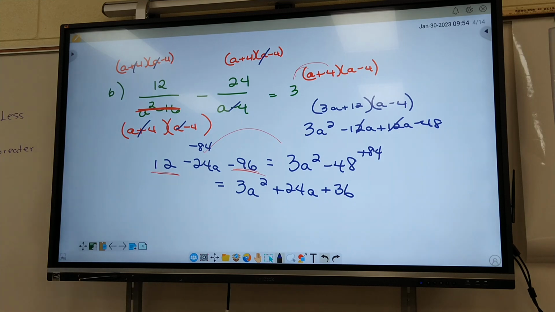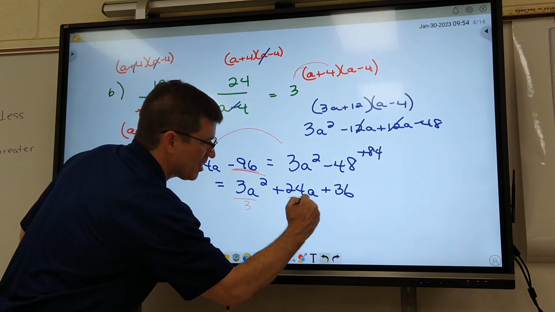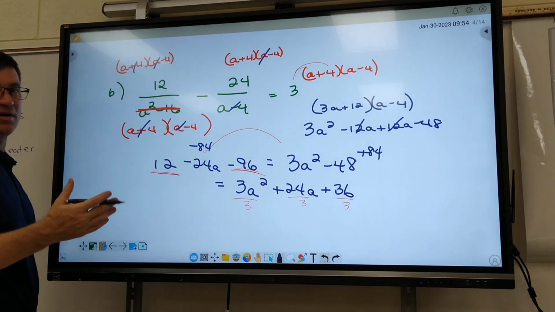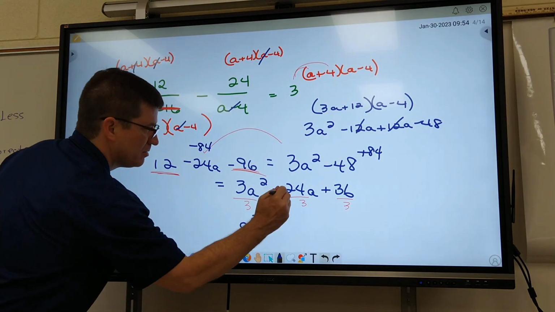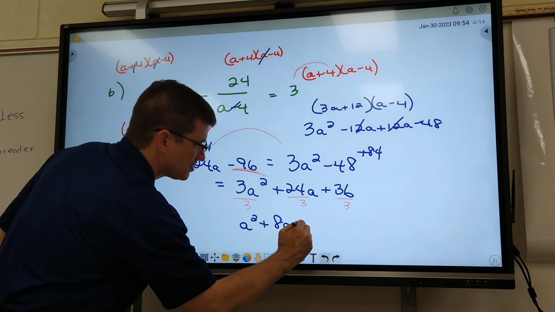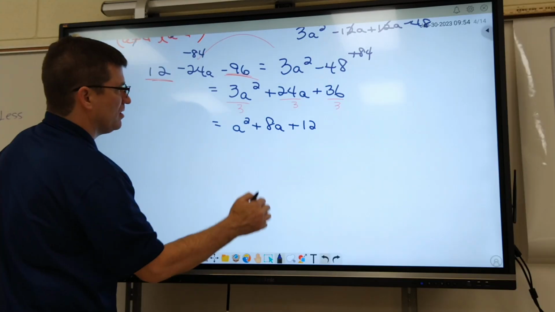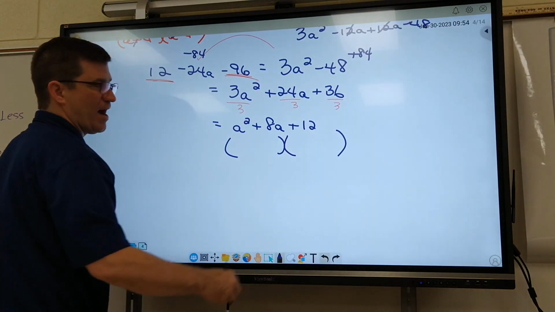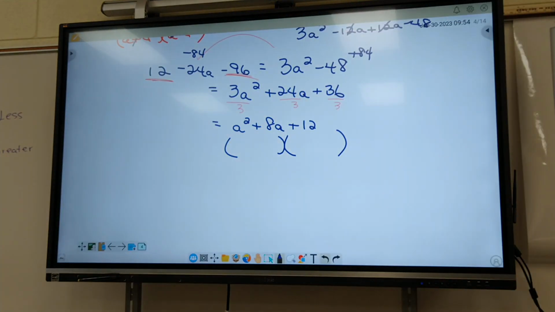Okay, from here you could do quadratic formula and you could get the right answers. But I showed y'all last week, hey, if you can divide them all by 3, that's going to make it much easier to finish it up. It's going to be a squared plus 8a plus 12. And you could do quadratic formula. I'm going to factor that one because I've got it low enough now where the factoring would be pretty easy. So I'm going to finish that one up by factoring.